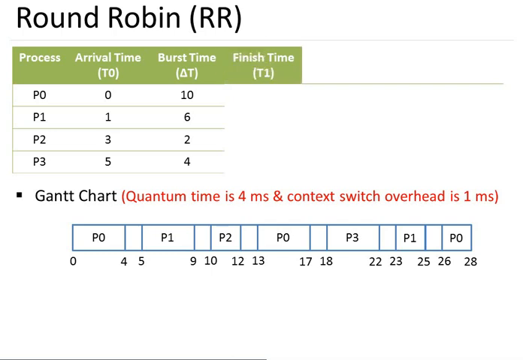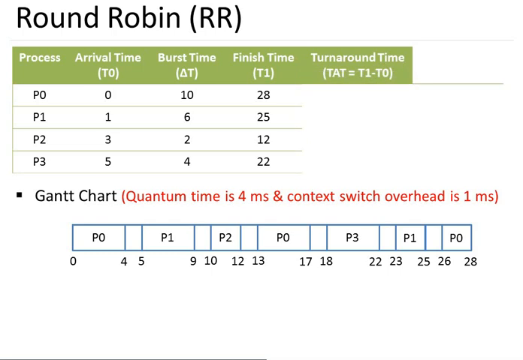Now, the finish time of each process. Process P0 completes at 28, that's why it is 28. Now it is very easy from the Gantt chart. You can see process P1 completes at 25, process P2 completes at 12, and process P3 completes at 22. Now let's see turnaround time, T1 minus T0.